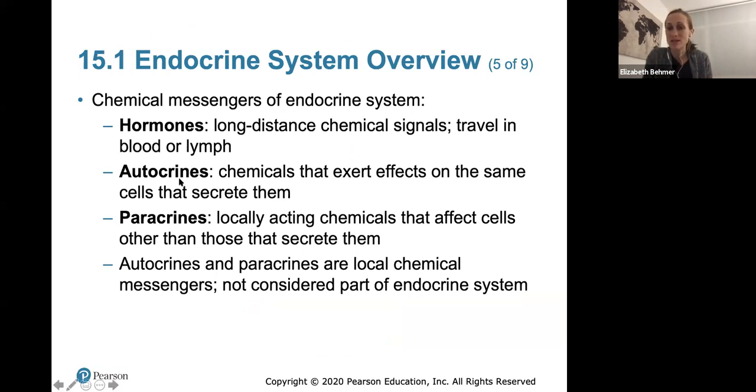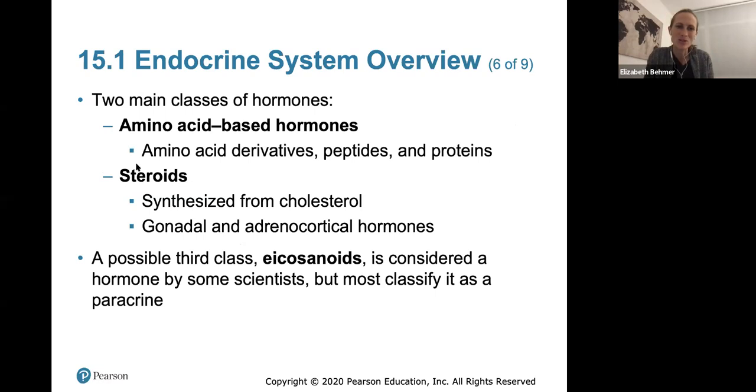Autocrines are chemicals that exert effects on the same cells that secrete them. So an autocrine will exert an effect on itself. And a paracrine is a locally acting chemical that affects cells other than those that secrete them. Autocrines and paracrines are local chemical messengers, and they're not technically considered part of the endocrine system. So don't worry too much about that. There are 2 main classes of hormones.